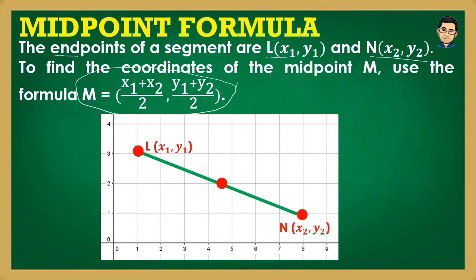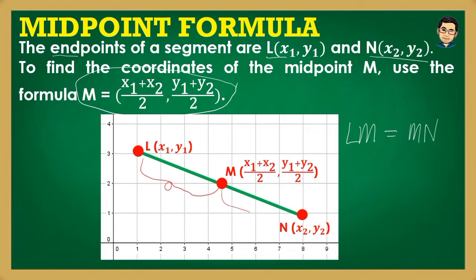Ibig sabihin po niyan, ang distance po ng LM, kailangan equal po dun sa distance ng MN. So the distance between L to M and then M to N must be equal, para po tama po yung ating midpoint.